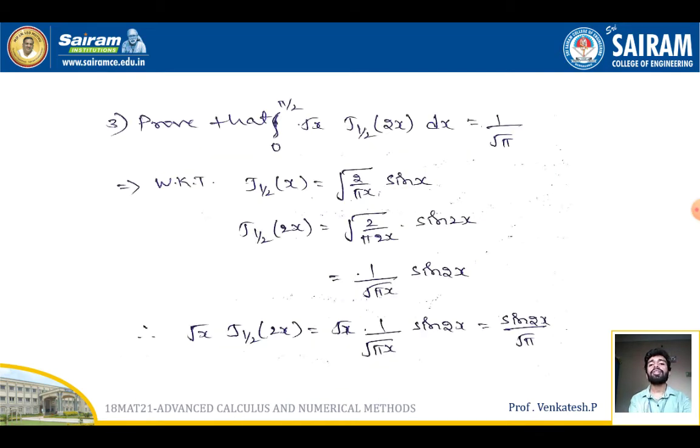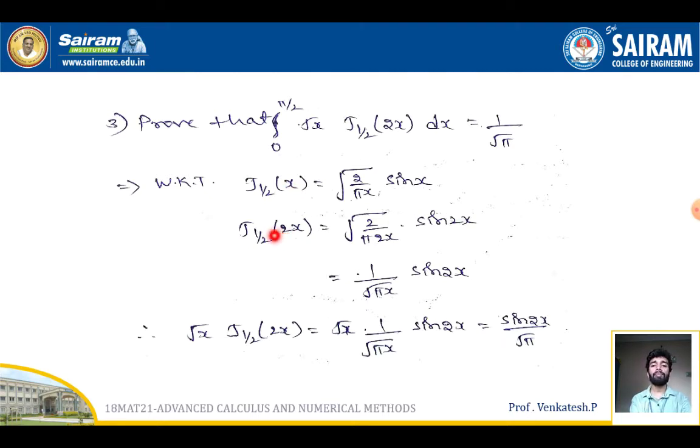Next, prove that integration 0 to pi by 2 square root of x J 1 by 2 of 2x dx is equal to 1 by root pi. Already we have the formula for J 1 by 2 of x. J 1 by 2 of x is nothing but square root of 2 by pi x into sine x is the formula we are having. Actually, I want the formula for J 1 by 2 of 2x.